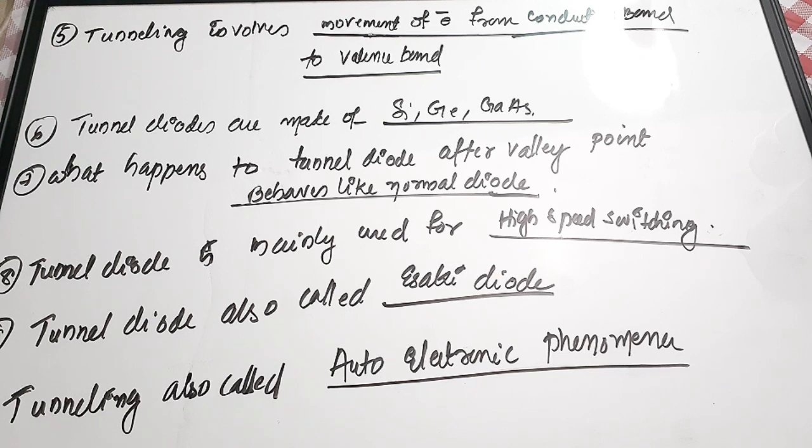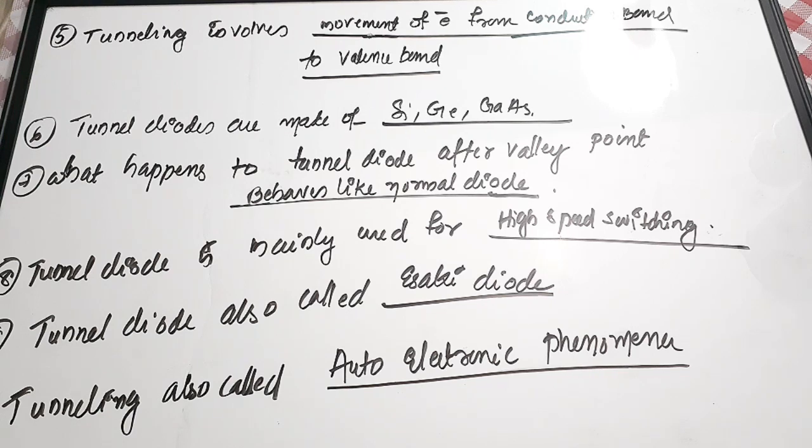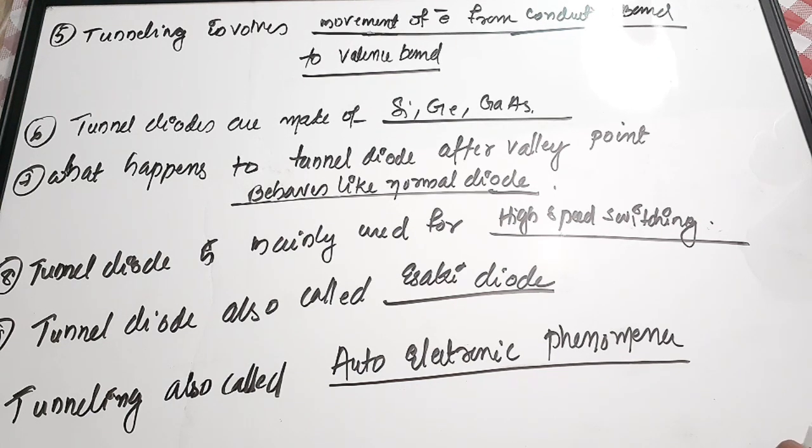Seventh question: what happens to a tunnel diode after the valley point? I'm stressing it once again: the peak voltage and the valley voltage, or the peak point and the valley point, are very important. After the valley point, it behaves like a normal PN junction diode. Eighth question: a tunnel diode is mainly used for dash, high speed switching. They are used mainly for high speed switching, and also mainly in the microwave frequency region, because they have a very high speed operation in the microwave frequency region.